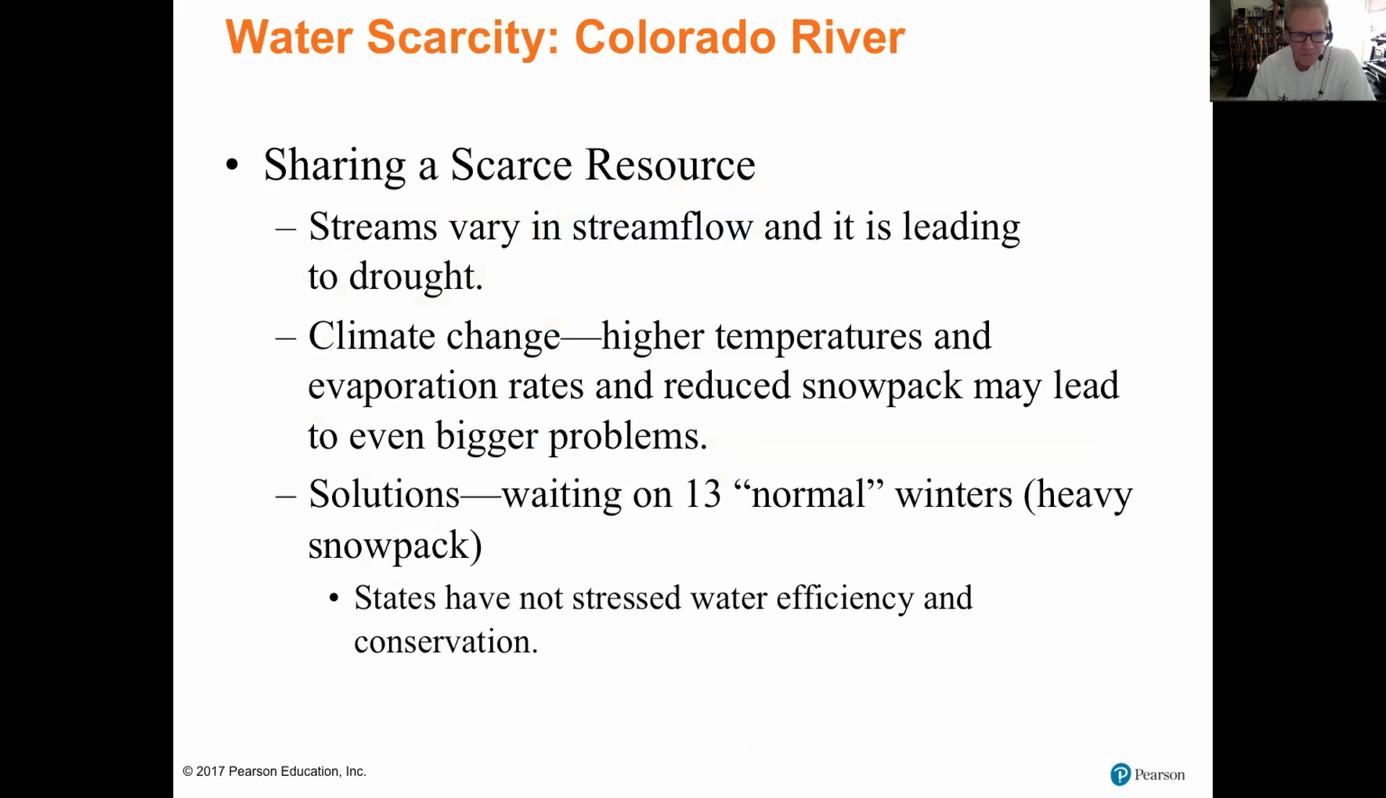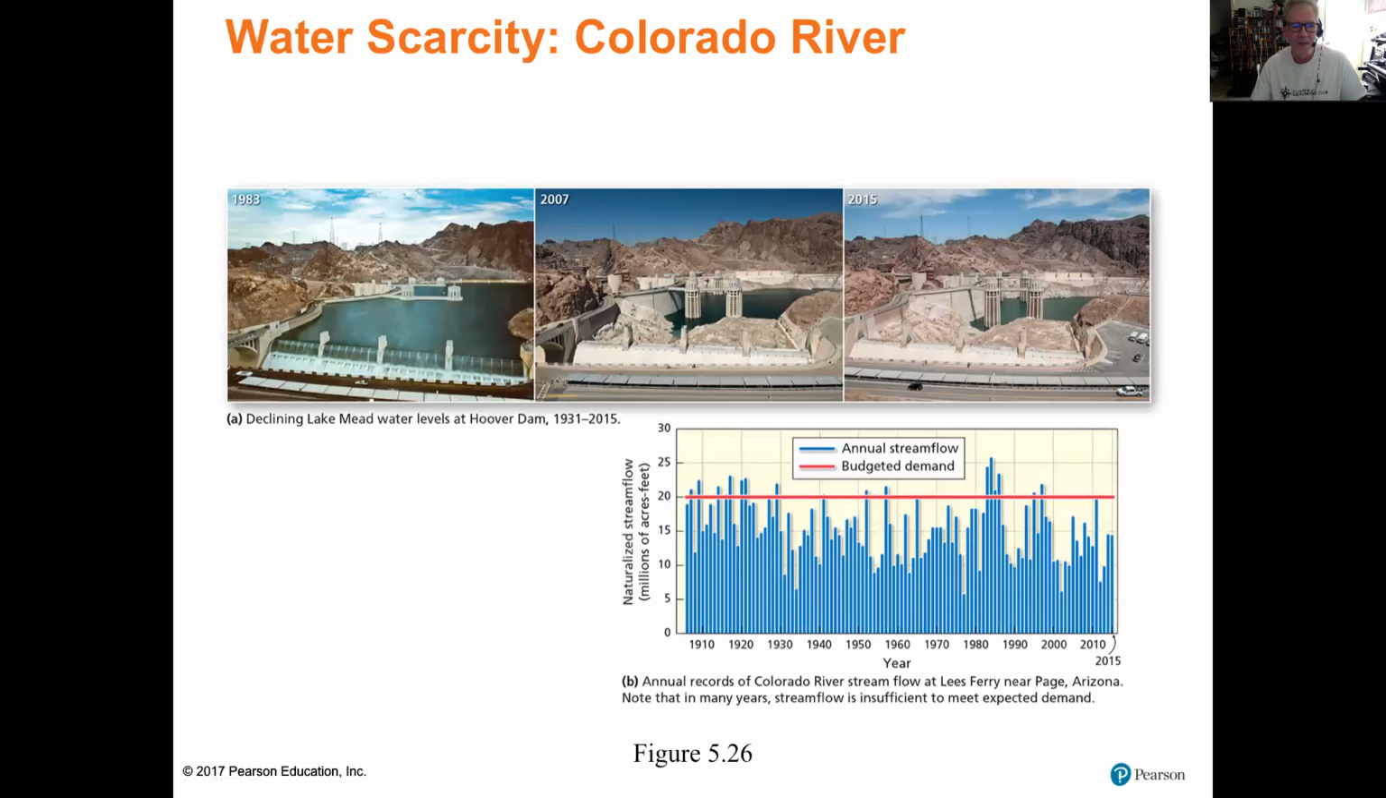Now, streams vary in stream flow, and as you remove more than gets replaced, that leads to a drought. With climate change, you have higher temperatures, so evaporation rates increase, and there's reduced snowpack, and that's been some of the problems that we've had here in California. Now, you can wait for heavy winters, which we're actually having one this year, but it's better to stress water efficiency and conservation, not use as much. And again, you can see the declining levels here in Lake Mead.